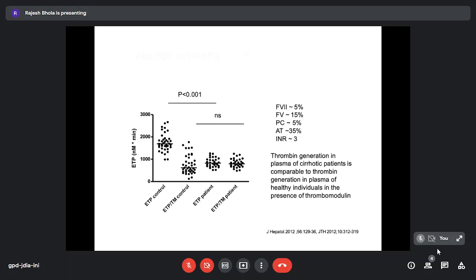What else we can see is that if we compare the endogenous thrombin potential between the control and a patient who has all the coagulation factors below the normal range, suppose factor 8 is 5%, factor 7 is 5%, factor 5 is 15%, protein C 5%, antithrombin 35%, and a PT INR of 3, still the endogenous thrombin potential is the same as that of the control population. So there is no significant difference between the thrombin generated in a stable liver failure patient versus a control person.